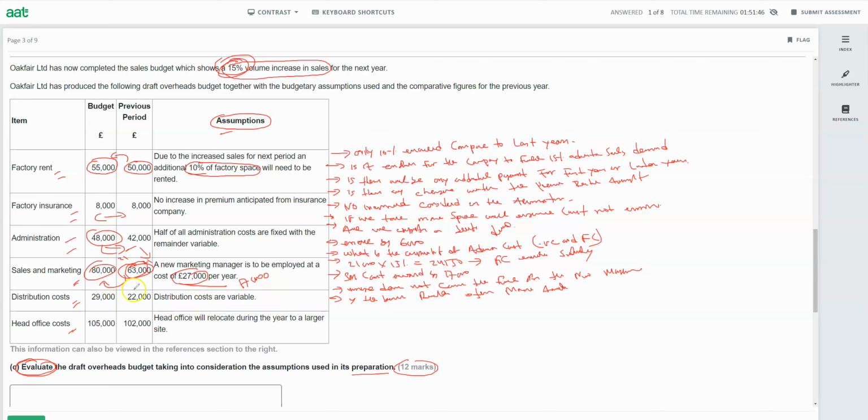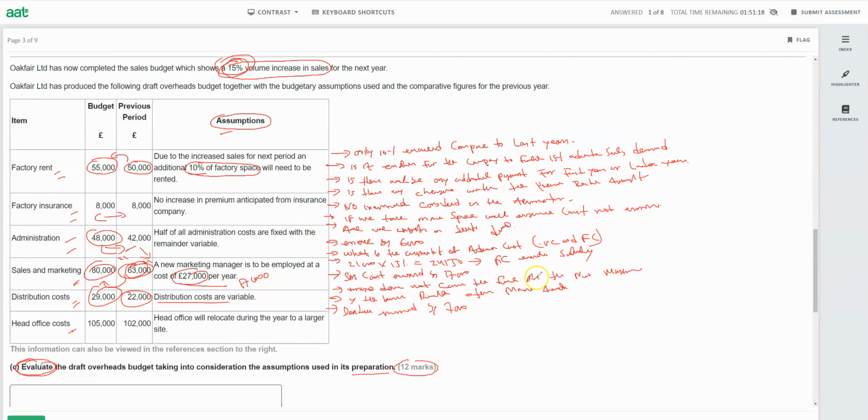Distribution cost 22 to 29. Distribution costs are variable costs, so it should increase by only 15%. So it's increased by how much? 29 minus 22, that's 7,000. So distribution cost increased by 7,000.